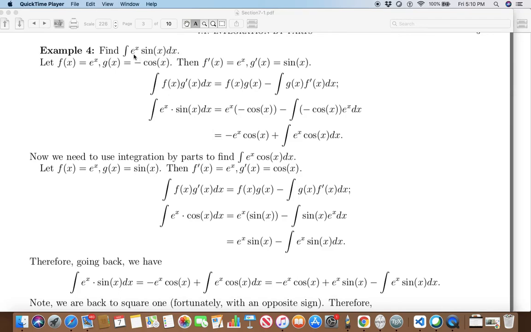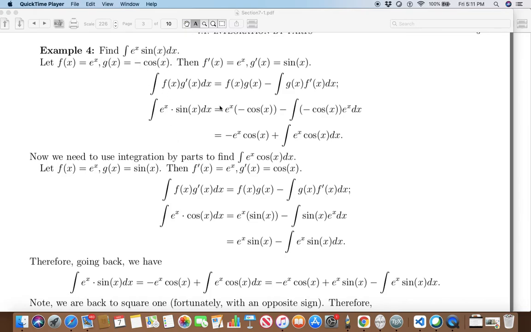So e raised to x is my f. g(x) should be the integral of the second factor. So the integral of sine is negative cosine. So f(x) is e raised to x, g(x) is negative cosine x. Then f prime is e to the x, g prime is sine x. Alright, so integral f g prime is fg minus integral g f prime.